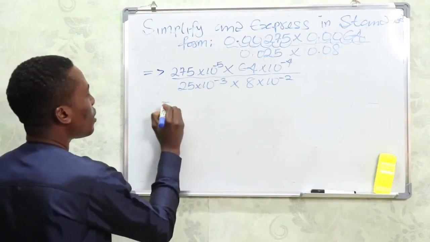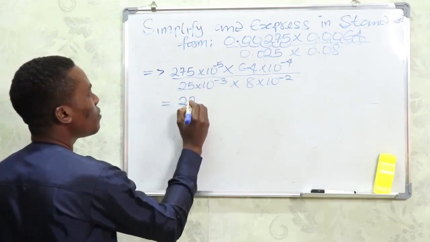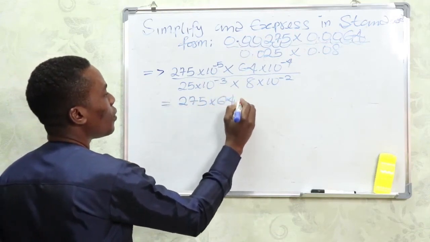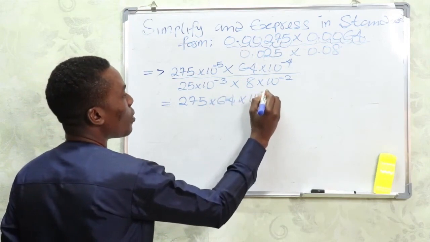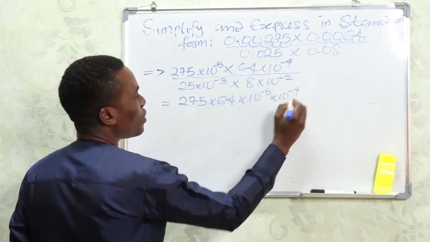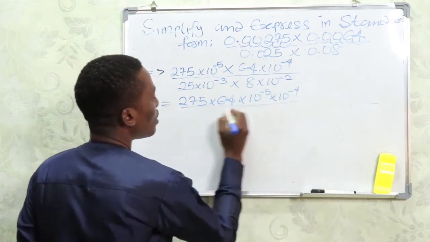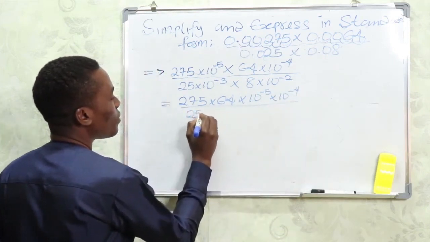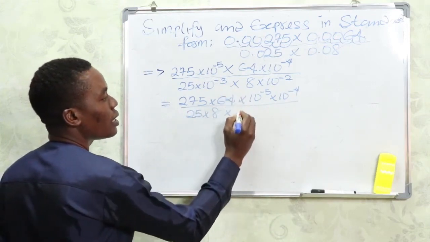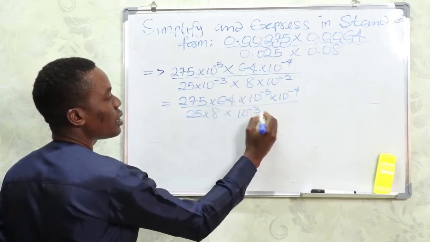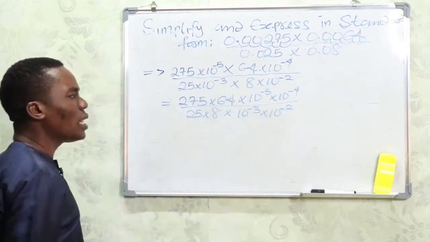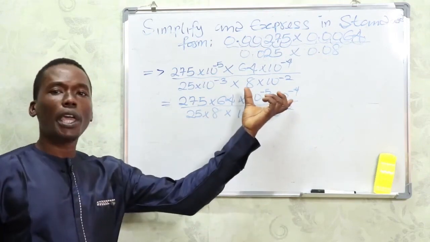To reduce them further, we are going to take this to be 275, right? Multiplied by 64, multiplied by 10 raised to power minus 5, now multiplied by 10 raised to power minus 4, all over 25 times 8, right? Then multiplied by 10 raised to power minus 3 multiplied by 10 raised to power minus 2. Now remember our product law in indices.